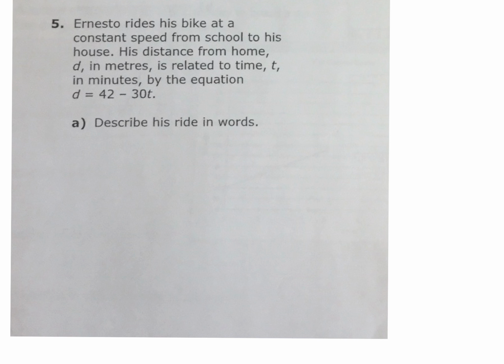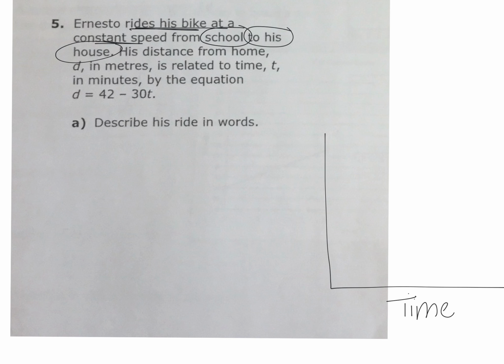So what's happening? Ernesto is riding his bike at a constant speed from school to his house. Okay, so he's going from school to his house. So if I were to draw a graph, we're looking at time and distance from what? School or from his house? If he's at school, he's away from home. So we're looking at the distance from his home. Okay? He's riding his bike from school and he's going back towards his house.